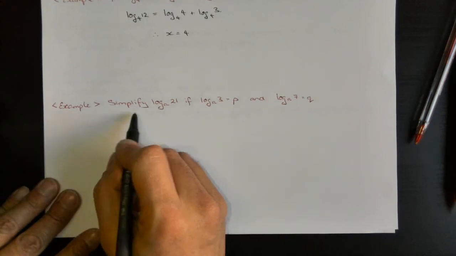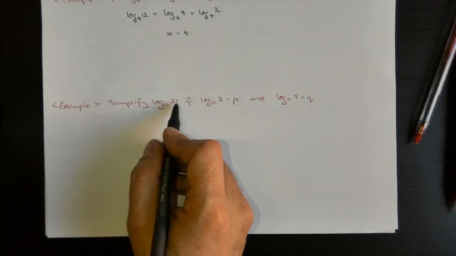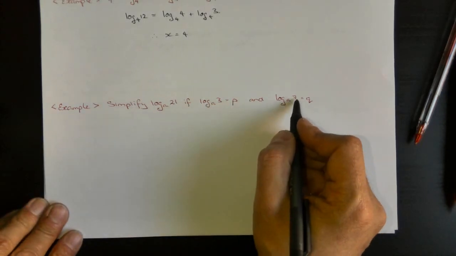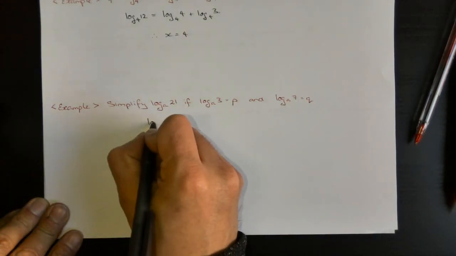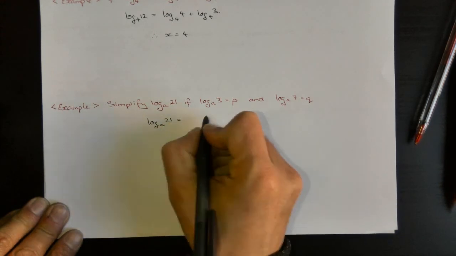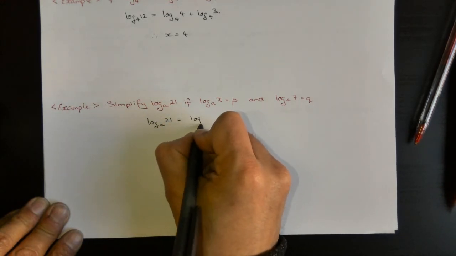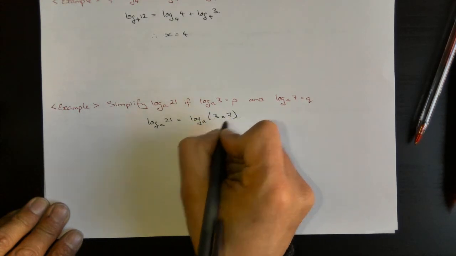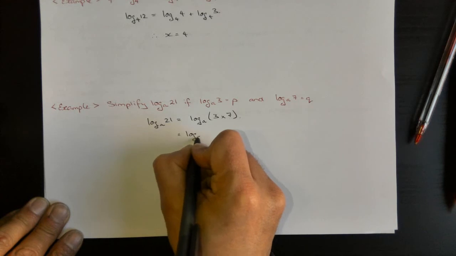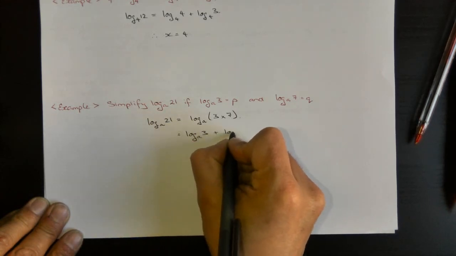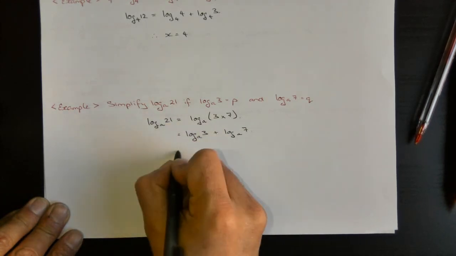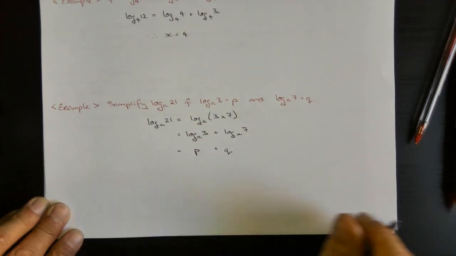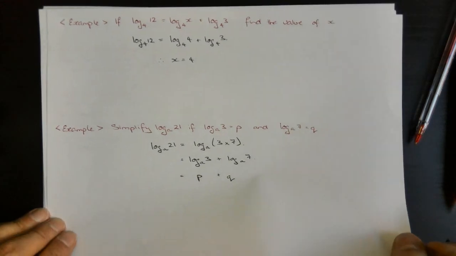Okay, we're going to simplify log a of 21, if log a of 3 equals p and log a of 7 equals q. So log a of 21, that's the same as writing it as log a of 3 times 7. I can write that as log a of 3 plus log a of 7. This equals p, and that equals q. And there's the solution. Okay, thank you very much.